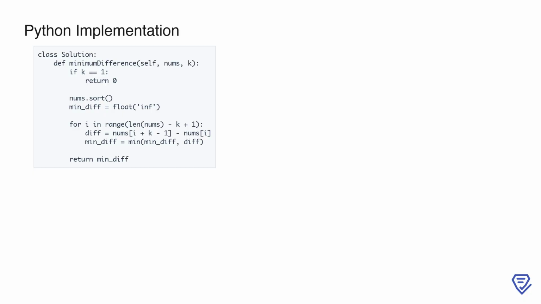Next, we initialize min_diff to infinity. This variable will store the smallest difference we find as we iterate through the array. Using a sliding window approach, we calculate the difference between the highest and lowest scores for each window of size k. Specifically, for each starting index i in the range 0 to len(nums) - k, the highest score in the window is nums[i + k - 1], and the lowest score is nums[i]. The difference is calculated as nums[i + k - 1] - nums[i], and we update min_diff if this difference is smaller than the current value of min_diff.